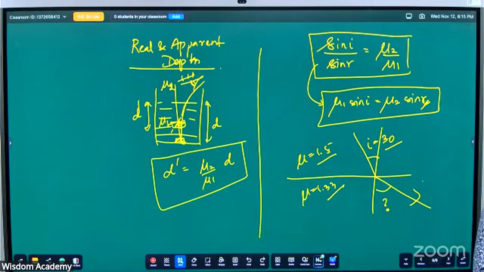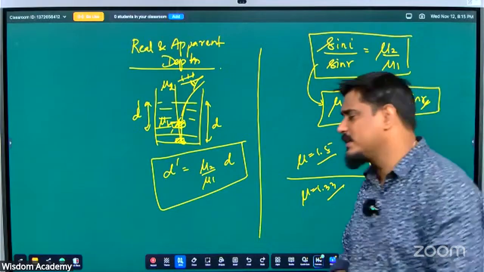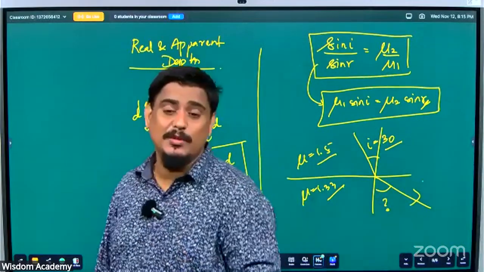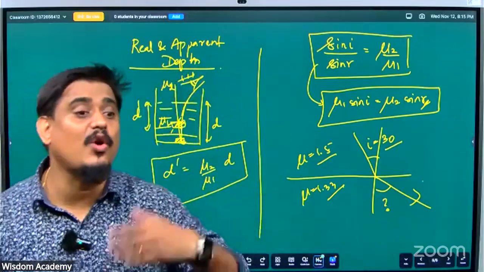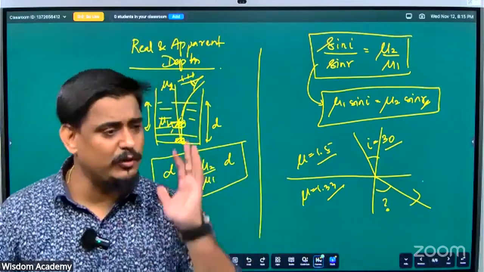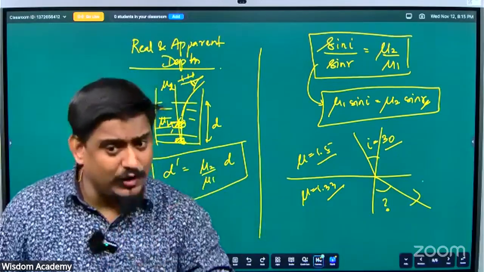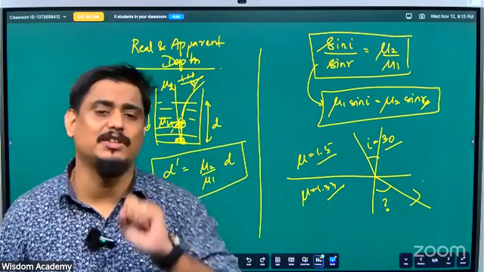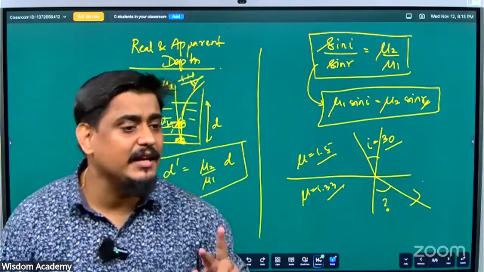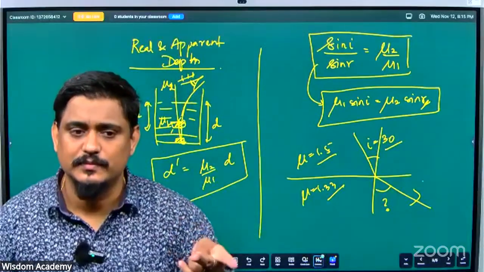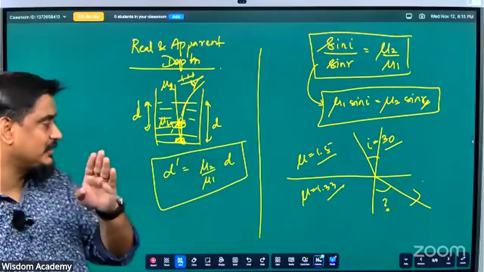Always remember this. I have seen many students making mistakes in the numericals just by taking the wrong mu1 and wrong mu2. They know the formula. The formula is D dash is equal to mu2 by mu1 into D. They will write the formula correctly, but they'll get the answer wrong. You know why? Because they will take mu2 and mu1 the opposite way. If you apply common sense, you will understand that.